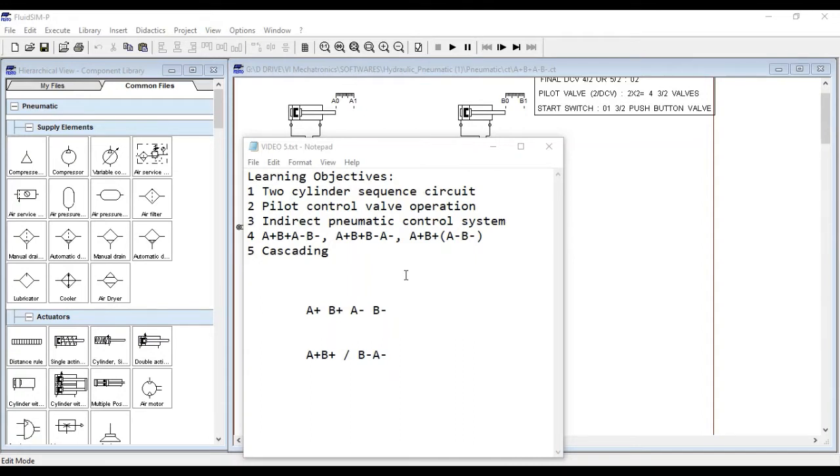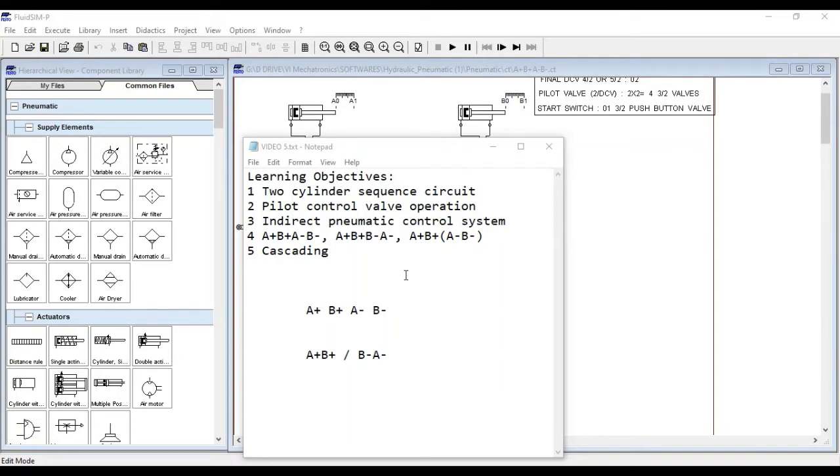So this is very important for learning the sequencing of pneumatics, because in the last lecture we saw that A plus A minus is nothing but the control of a single cylinder. Now here two cylinders are there, and after that we also have to control the sequence, meaning in what sequence the extraction and retraction will occur, depending on the application.